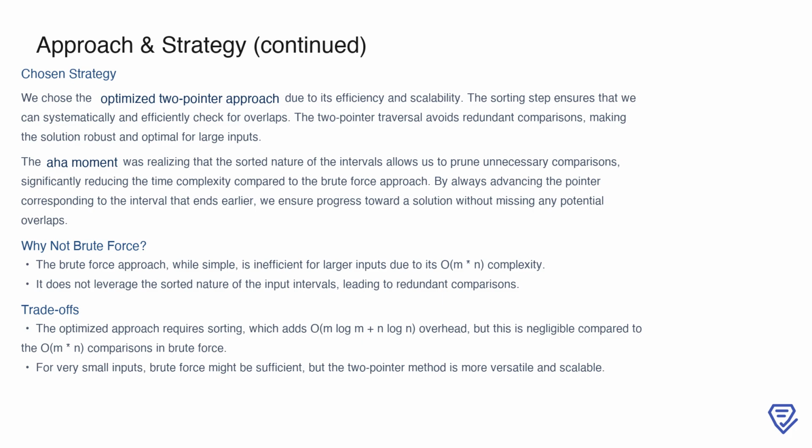After analyzing both methods, we chose the optimized two-pointer approach for its efficiency and scalability. Sorting the intervals upfront ensures that we can systematically check for overlaps. The two-pointer traversal avoids redundant comparisons, making the solution robust even for large inputs. A key insight was recognizing that the sorted nature of the intervals allows us to prune unnecessary checks, which is a significant advantage over the brute force approach.